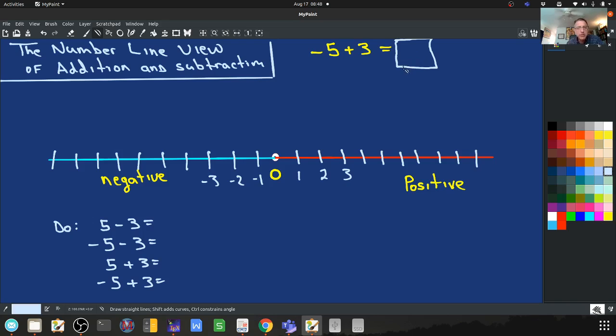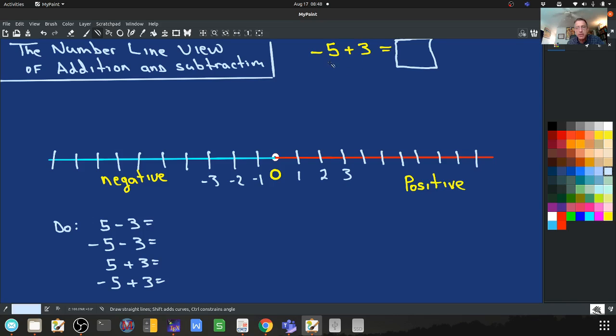There's another way to view addition and subtraction, and that's the number line view. So right here, this line represents the number line. It goes on forever and ever. Right at the very middle, I have a white dot, and that represents the number 0. Numbers to the right are positive. That means they're greater than 0. And numbers to the left are negative. So when we add two numbers, one way to do it is to view it on the number line.